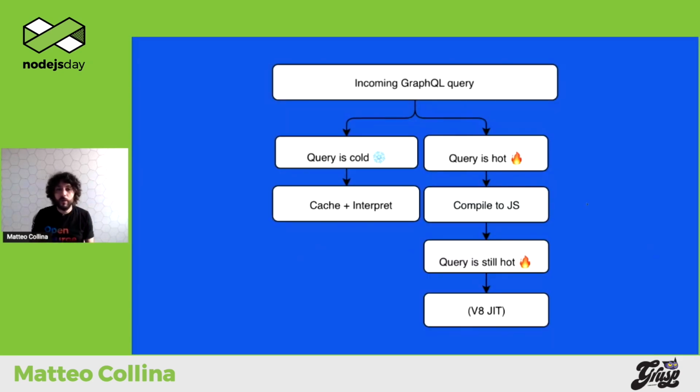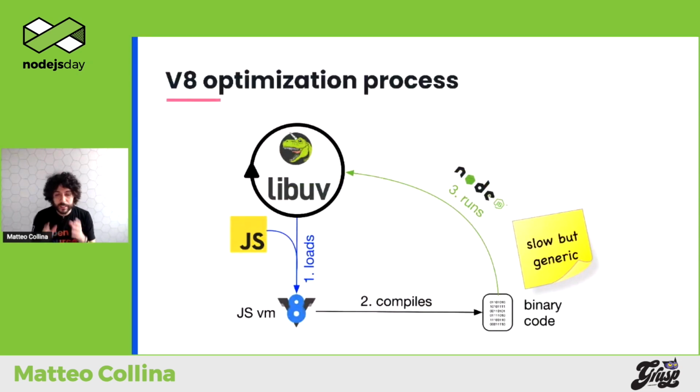How does this work? Well, you receive an incoming GraphQL query, and if the query is cold, you've never seen it, you just cache it and then interpret it, right? However, if the query is hot, and you can configure this in Mercurius, you can compile it down to JavaScript. And then once it's JavaScript, V8 can do its magic and just-in-time compile that JavaScript to actually machine code. This is fantastic. Let's see how that works.